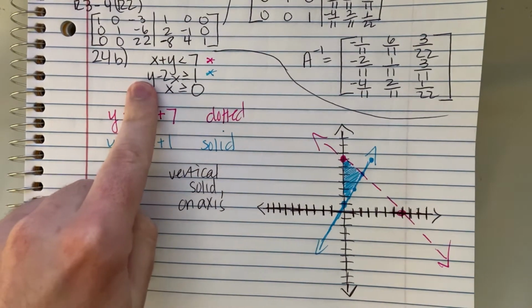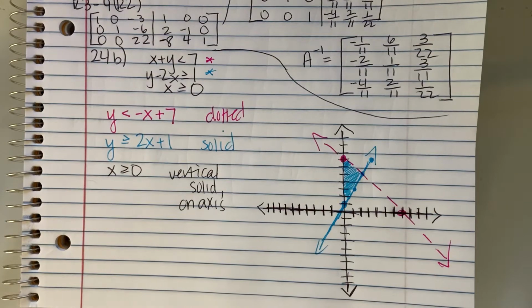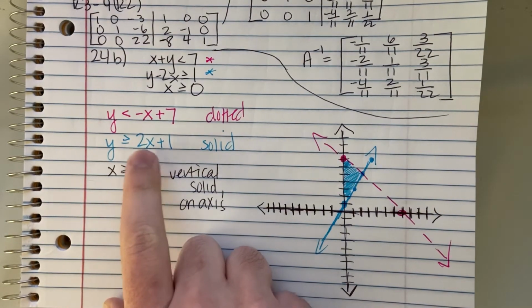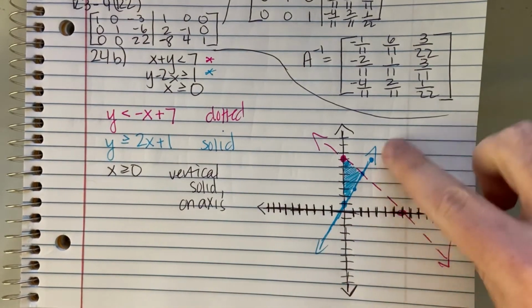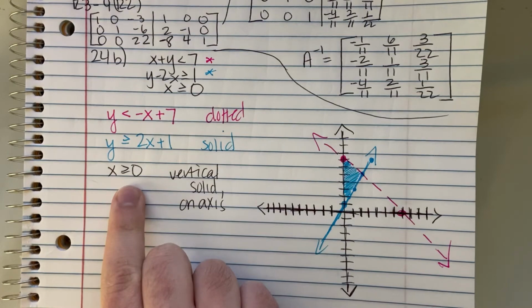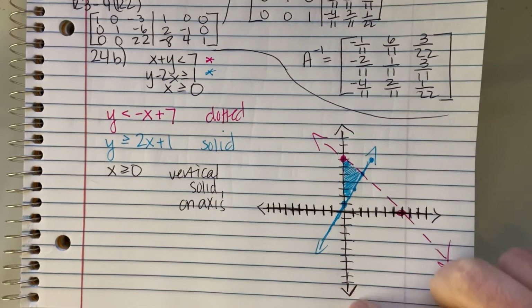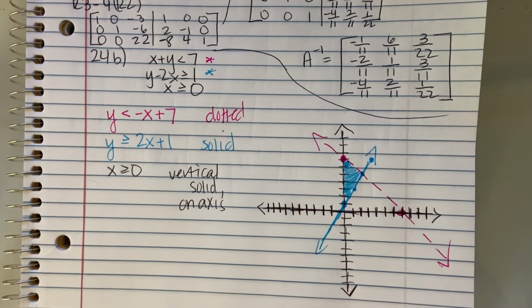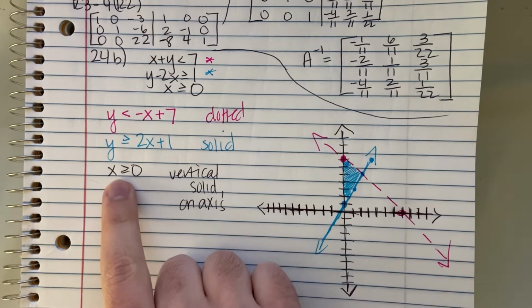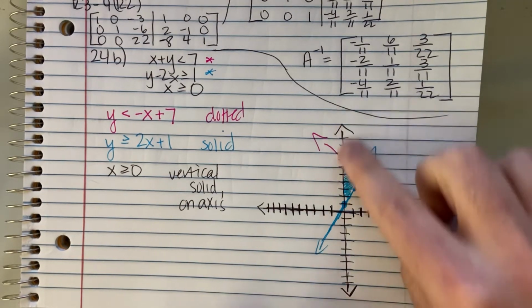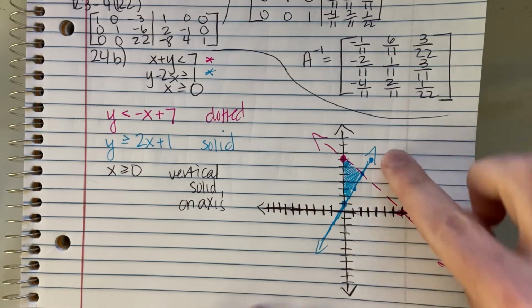For the second one, y minus 2x is greater than or equal to 1. You add the 2x to the other side, so y is greater than or equal to 2x plus 1. Because there's an equal to sign, you graph it as a solid line. Lastly, we have x is greater than or equal to 0. X equals 0 is just this vertical axis right now, so it's hard to draw a line there. But to be greater than 0 for x means to the right of 0. So these are our three lines, the vertical line here, then the pink and blue line.